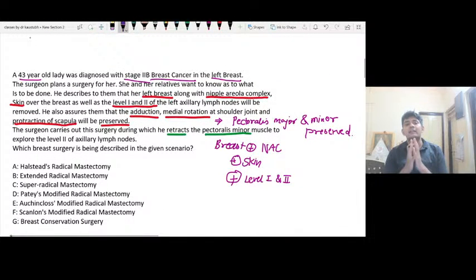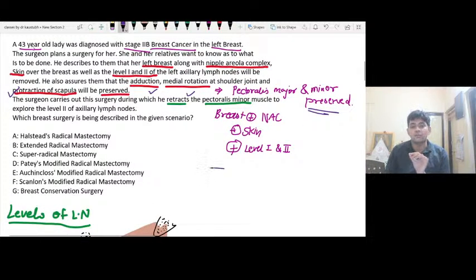Now coming to our MCQ, which was asked to us. See, we are removing the breast, the nipple areola complex, the skin, and level 1 and 2 in this question. But it says that the surgeon assures that he will preserve adduction, medial rotation and protraction of the scapula. That means he is going to preserve pectoralis major and minor. The surgery I am talking about is nothing but modified radical mastectomy. I am talking about MRM.